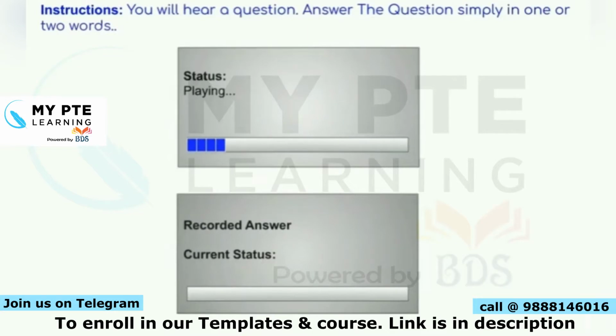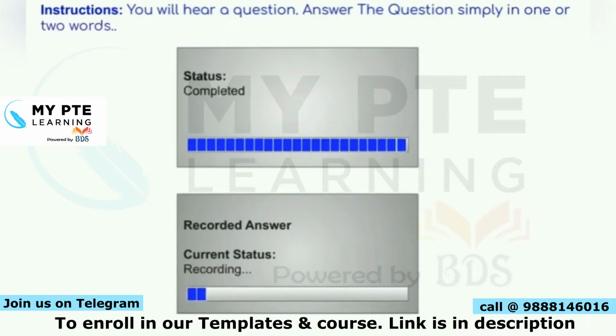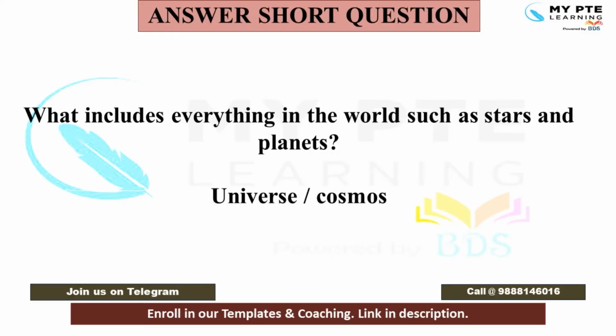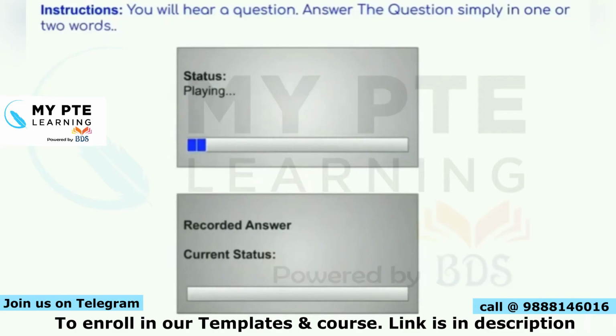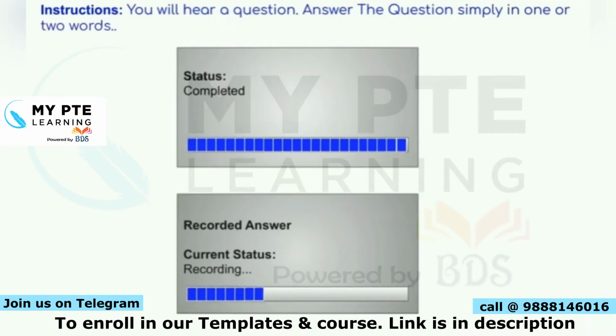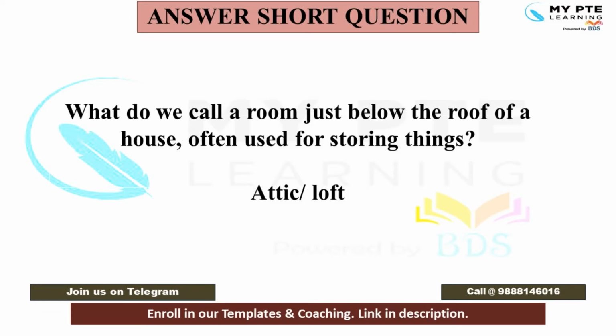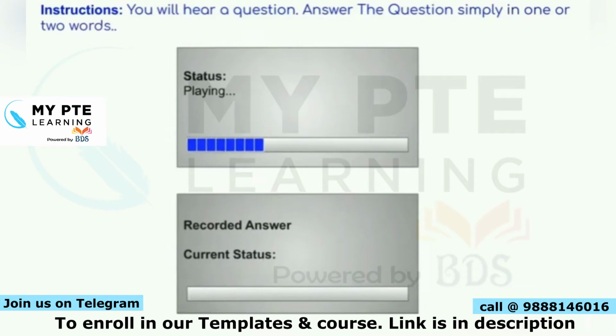What includes everything in the world such as stars and planets? What do we call a room just below the roof of a house, often used for storing things? If a student fails to show up in a class because of illness, how do we describe it?